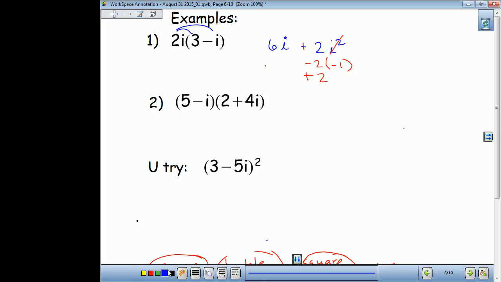And I could leave my answer like that, except it's not in the form of a complex number, which is the a plus bi form. So we're going to throw that 2, which just became positive, out in front, and my answer will be 2 plus 6i. So that's when we distributed imaginary through a complex. Now remember, the imaginary numbers do fall under the complex umbrella. They just have a real part of 0.